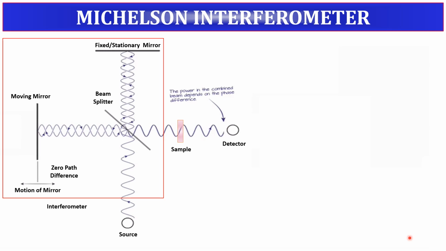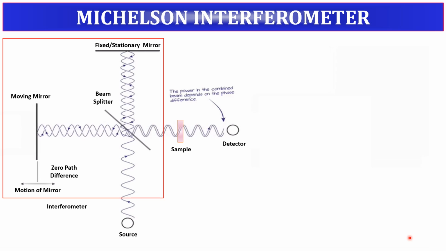First one, zero path difference. Zero path difference means the distance of the stationary mirror and the moving mirror from the beam splitter is the same. At this point, light travels an equal distance in both directions and there is no path difference. And when the beams combine at the beam splitter, this is called constructive interference.